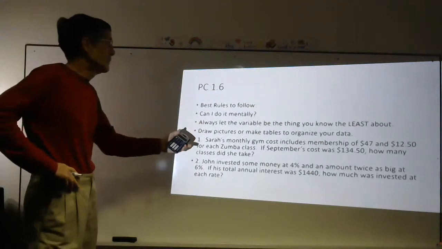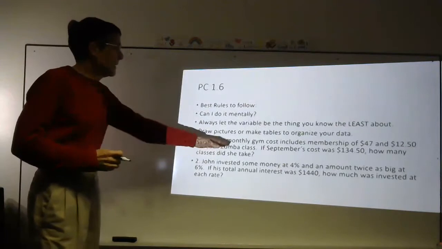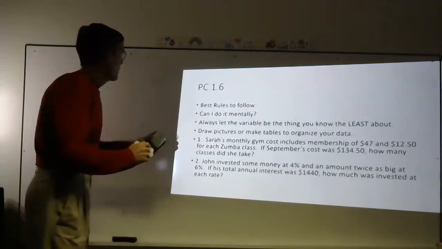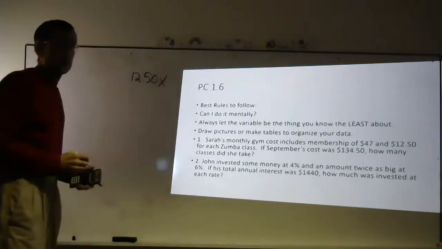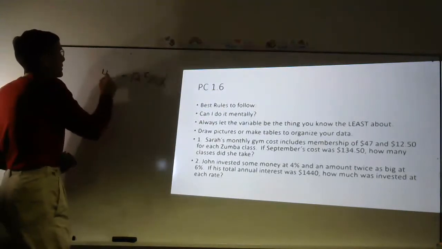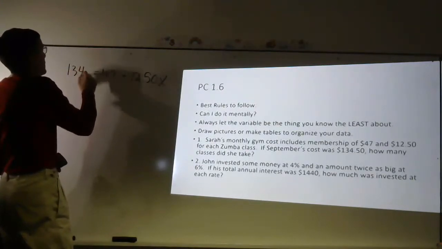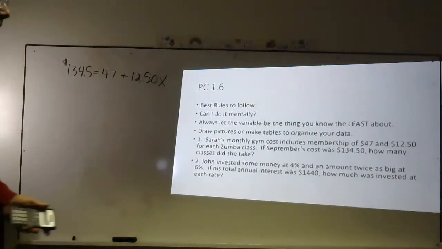Now, if you want to do it using mathematics and algebra and variables and all that kind of stuff, how many classes did she take? That's what we don't know. We don't know anything at all about that. I'm going to let that be X. I know I have to take $12.50 times each class. $12.50 times X plus the $47 has to work out to be the $134.50. All right, so if you want an equation to do number one, there it is. And you should get the same answer of 7. Okay? All right, now, number 2.